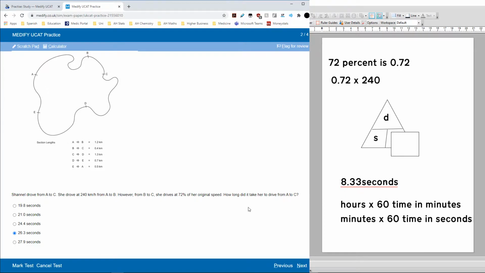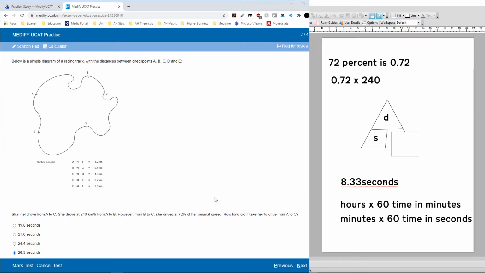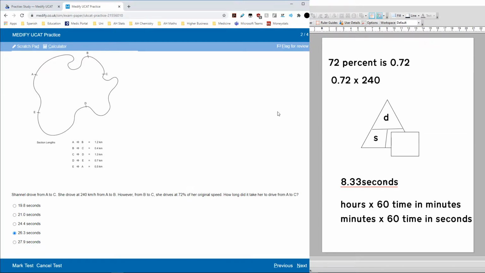Some of the questions in these papers are quite hard, and some of them are quite a bit harder than others. What I would do if I had one like this, if it's just taking a bit longer, I'd press the flag button so I can go back to it later and do the easy ones first.